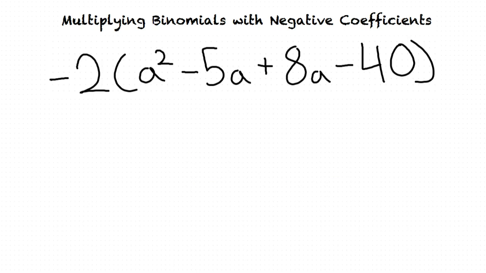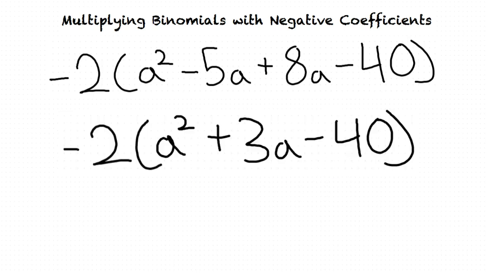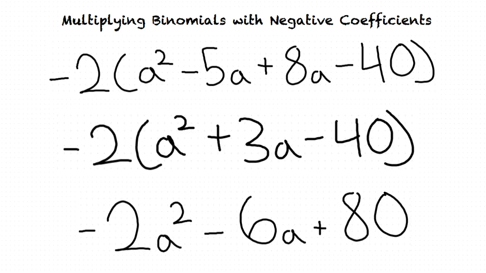We now add or subtract any like terms, which results in negative 2 times a squared plus 3a minus 40. Our final step is to distribute the negative 2 into each of the terms, which results in our final answer of negative 2a squared minus 6a plus 80.